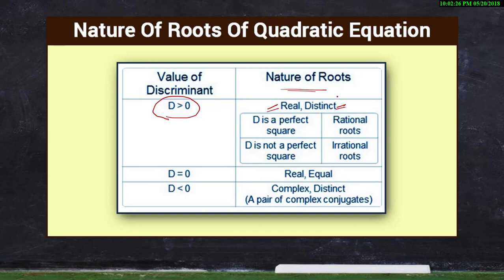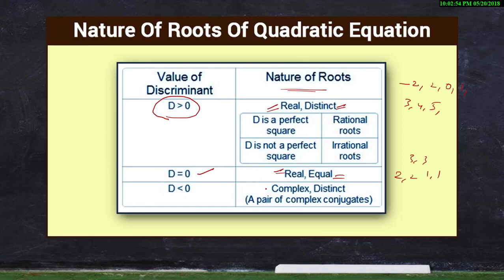So if the discriminant value is greater than 0, then the nature of roots is real. Real numbers means we can say minus 2, 2, 1, 0, like that, 3, 4, 5, 6. All these types of roots are real roots, and distinct means different roots. And if D is equal to 0, they are real and equal, meaning we will get both roots the same, like 2 comma 2, 3 comma 3, 1 comma 1, like that.